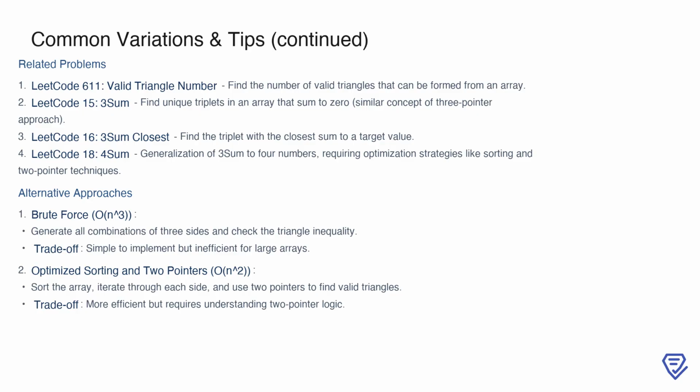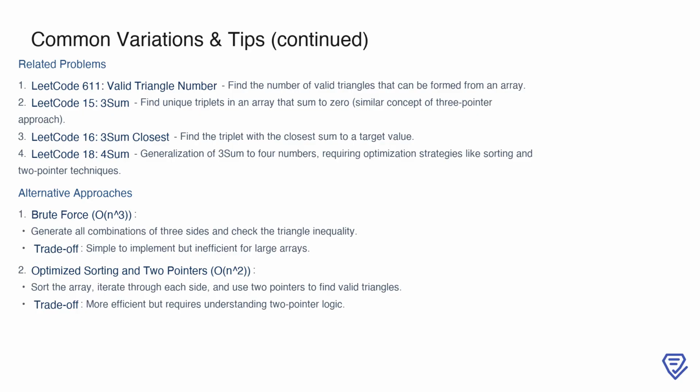Similarly, LeetCode 16, 3Sum Closest, challenges you to find a triplet whose sum is closest to a target value, again requiring careful optimization strategies. Lastly, LeetCode 18, 4Sum, generalizes the 3Sum problem to 4 numbers, demanding even more efficient techniques like sorting and two-pointer methods. Exploring these related problems can deepen your understanding and prepare you for variations of the same pattern.